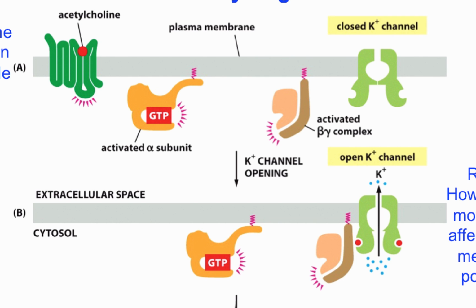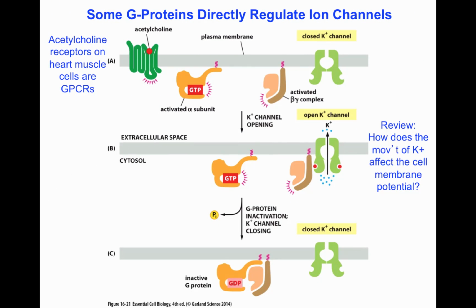That is going to help depolarize, or hyperpolarize, the cell, which is going to affect the membrane. So one of the things that I would like you to do is to review how the movement of those potassium ions is going to affect the cell membrane. Think about what we just discussed about the effect of potassium leaving the membrane of a neuron, for example. So in this case, it's a heart muscle cell.